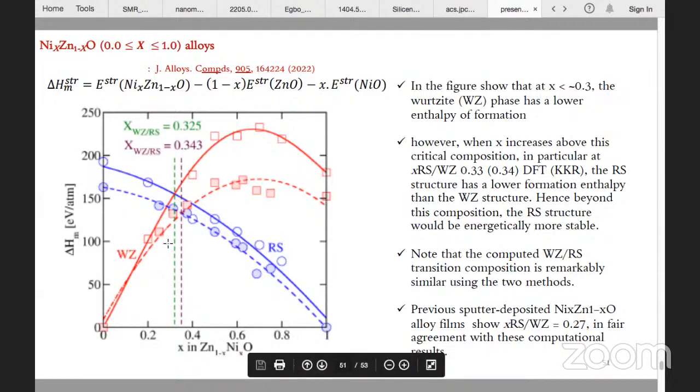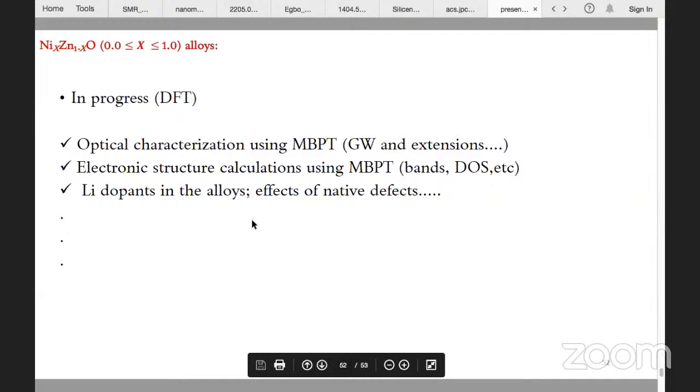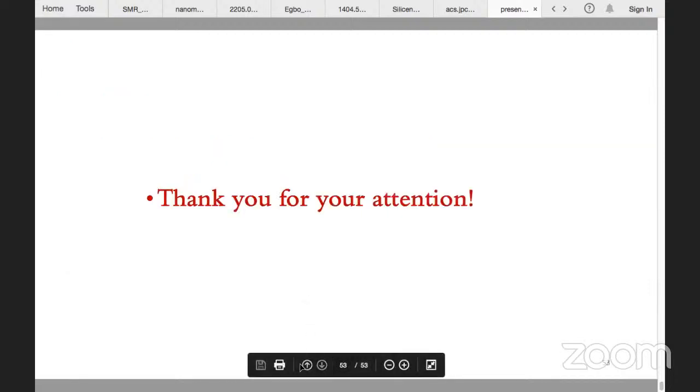Again, the good thing is that we have the concentration of the dopant at which there's a phase transition, and it's in agreement with the experiment. This kind of study is ongoing. We are continuing our study to characterize that material using many-body perturbation theory, and we want to study the effect of the dopant on the alloys. Thank you very much.